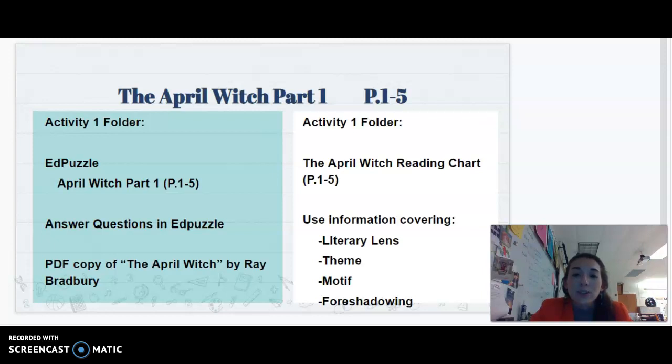You should answer the questions in Edpuzzle and follow along on the PDF copy of The April Witch provided in the folder. There is also an April Witch reading chart for pages 1 through 5. The information that the reading chart covers is literary lenses, theme, motif, and foreshadowing. So please make sure to complete all of those.